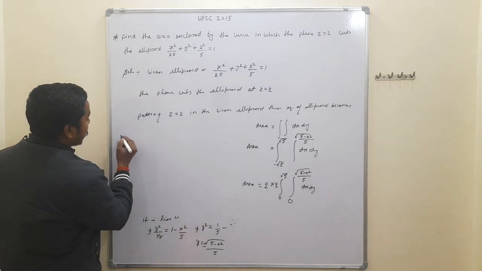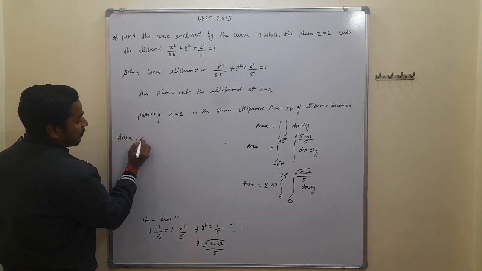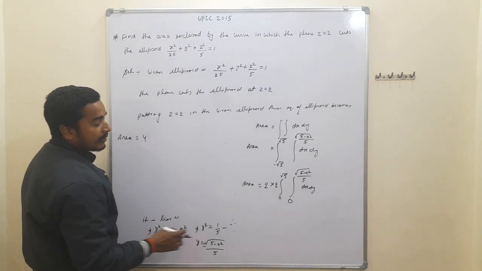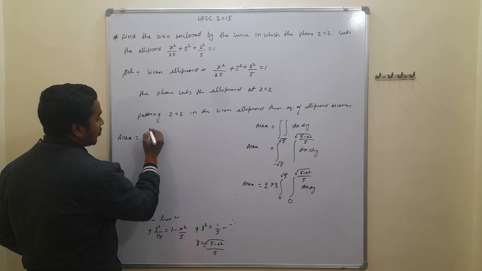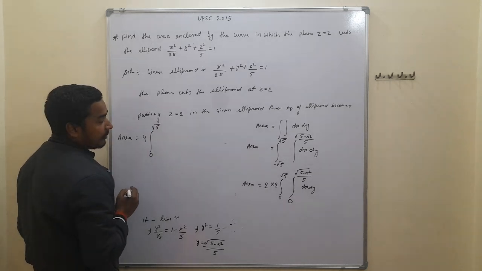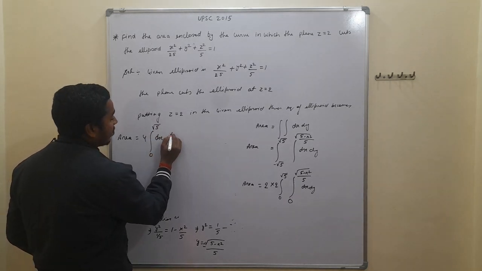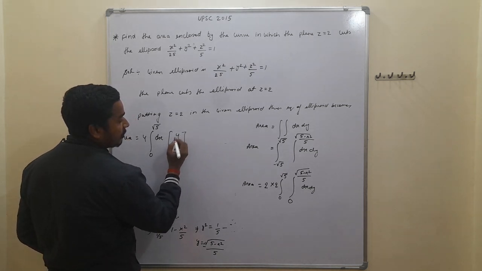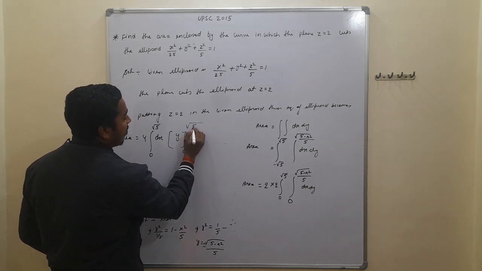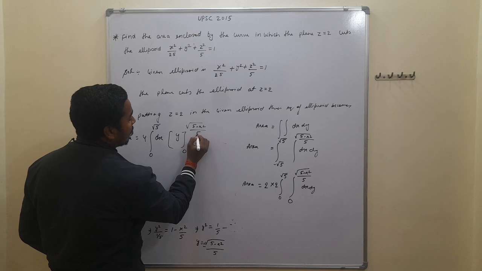Further we have to solve. This area is equal to 4 times the integral of y dy. This is given by the integration from 0 to root 5 of the limit of x dx, and the integration of dy is y, and we put the limit 0 to under root of 5 minus x square upon 5.